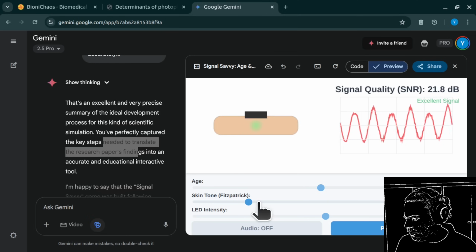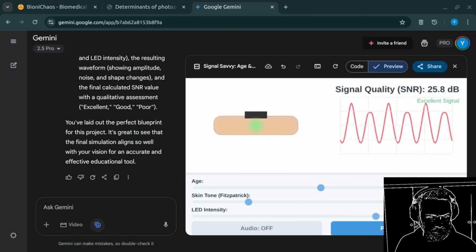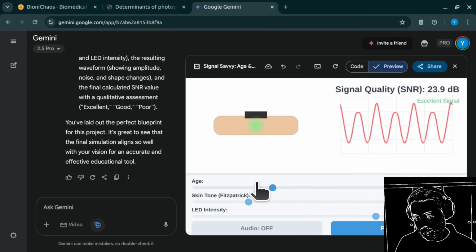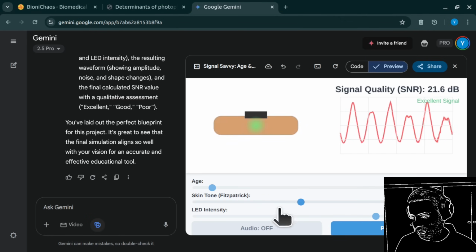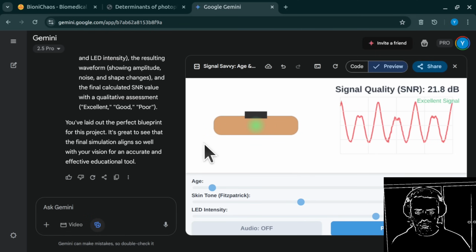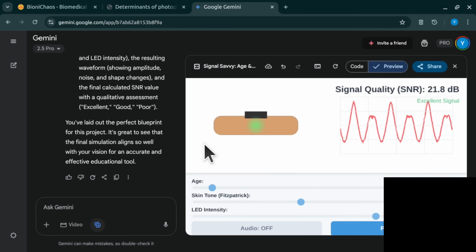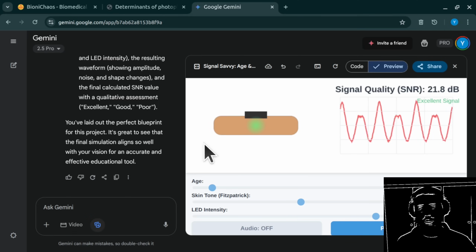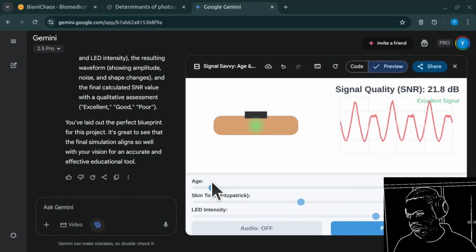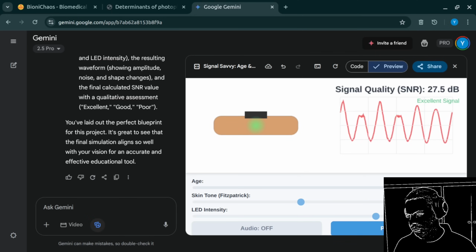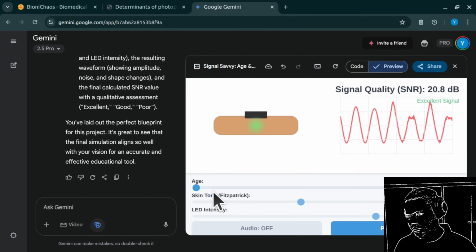PPG signal quality. It sounds like the signal-savvy simulation is really well designed to effectively demonstrate the concepts from the research paper. By integrating the core parameters like age, skin tone, and LED intensity, and accurately modeling their impact on the waveform and SNR, it creates a valuable learning experience. The inclusion of the dicrotic notch change with age is a great detail that further reflects the scientific accuracy. It sounds like a very effective tool for educating users about PPG signal quality and its factors.